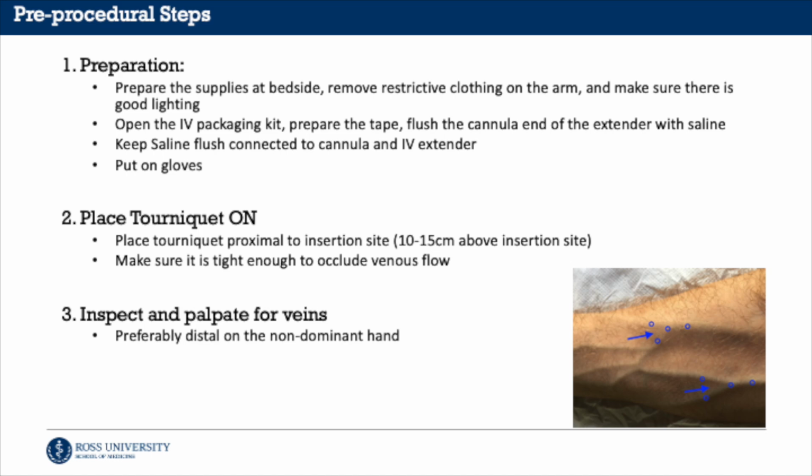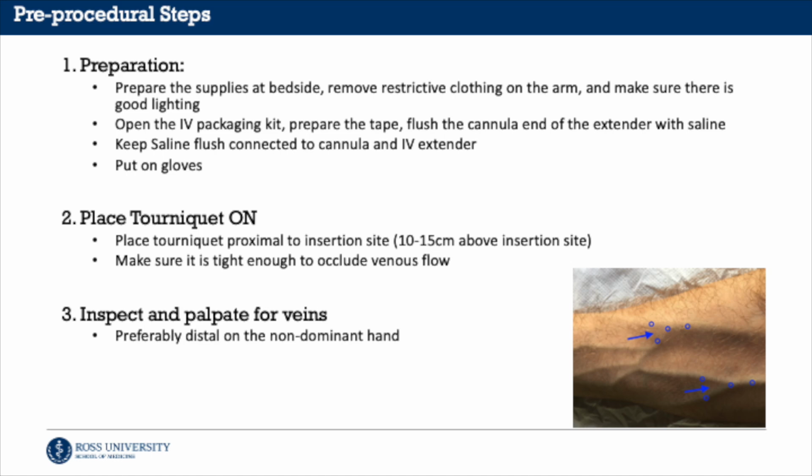Prepare the supplies at bedside, remove any restrictive clothing on the arm, and make sure there is good lighting. Open the IV packaging kit, prepare the tape, flush the cannula end of the extender with saline, keep the saline flush connected to the cannula and IV extender, and then of course, put on your gloves.